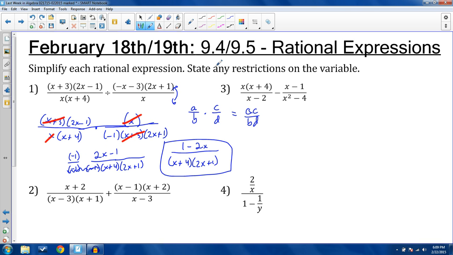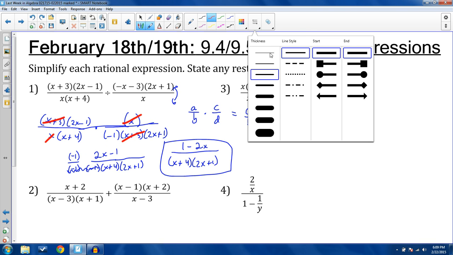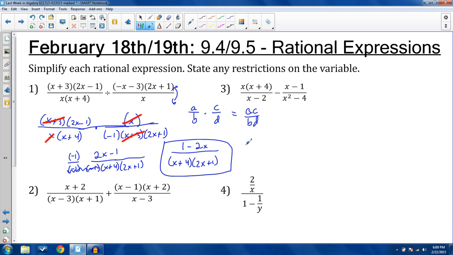Now let's talk about restrictions. Let's write it in red. Anything in the denominator that can't be true. X plus 4 can't equal 0, so x can't equal negative 4. Okay. 2x plus 1 can't equal 0, so 2x can't equal negative 1, so x can't equal negative 1/2.